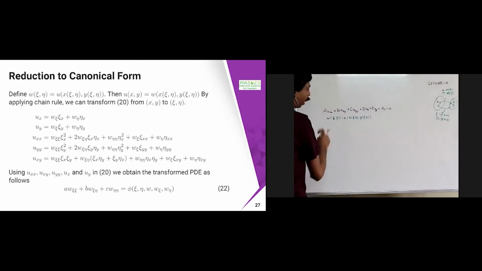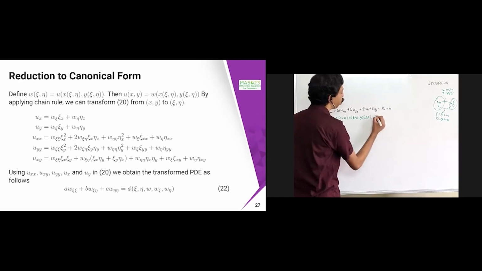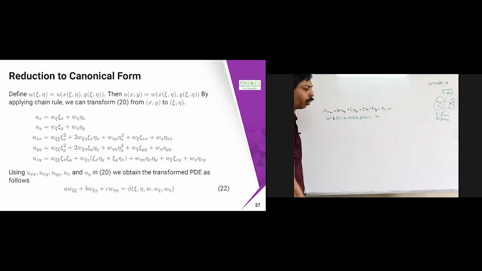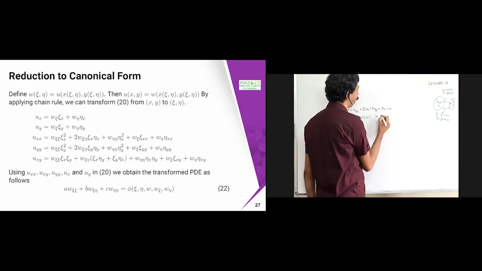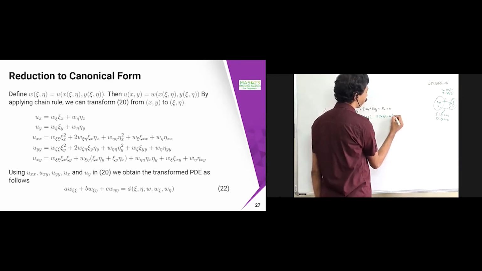So this is my W. In the same way, you can write U also. U of x comma y you can also write the other way: U of x comma y equal to W of chi comma eta.